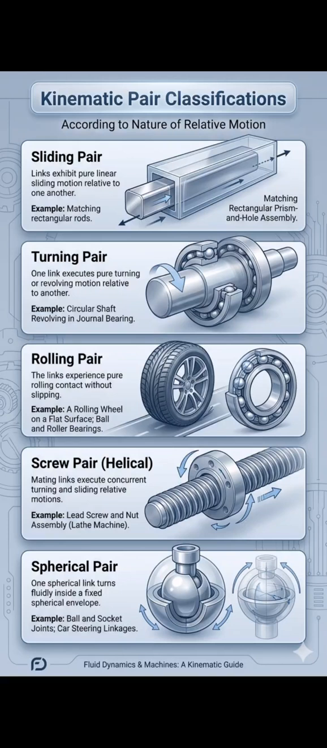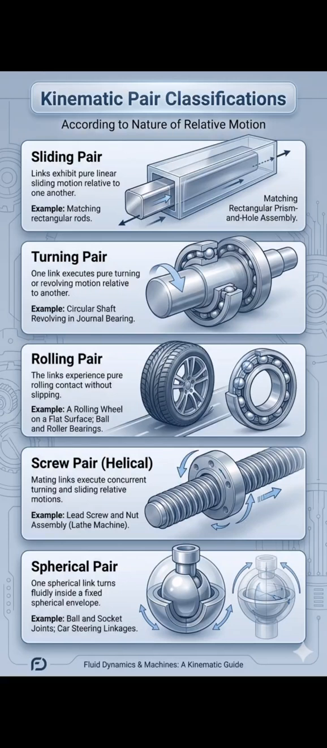such as a rolling wheel on a flat surface, or ball and roller bearings. Screw pair, or helical pair: matching links execute concurrent turning and sliding relative motions, as in a nut and screw assembly or a lathe machine. Spherical pair: a spherical link turns fluidly inside a fixed spherical envelope, such as a ball and socket joint.